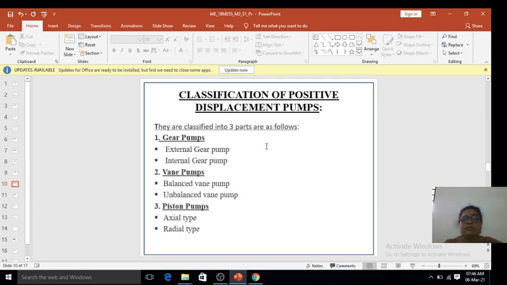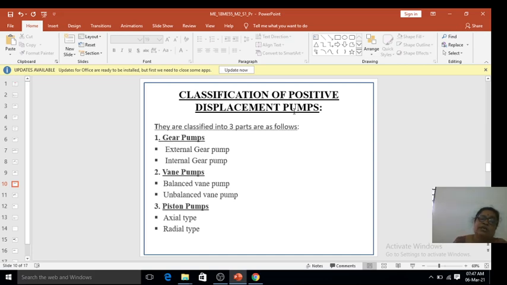Let's go to the classification of positive displacement pumps. When it comes to classification, positive displacement pumps are classified into three types. One is the gear pump, the other one is the vane pump, and the third one is the piston pump.